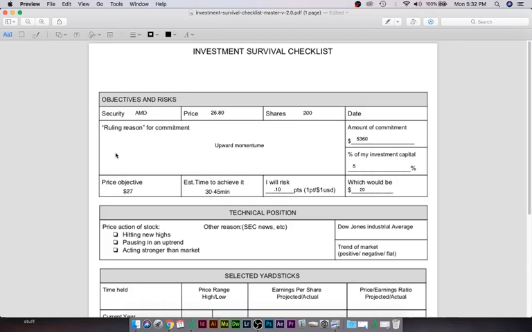So we can see here in the first brick, objectives and risks, the actual ticker. You have to know that. AMD, that's the stock that we're going to focus on. The price that we would like to get in AMD would have been $26.80 for a 200 share brick at some point in time right here, whether it be the day the trade occurred or at some point in the future that we would like to get into the trade. You have the amount that it would have cost you to get into 200 shares of AMD at $26, and the initial percent of investment capital that it will cost you.